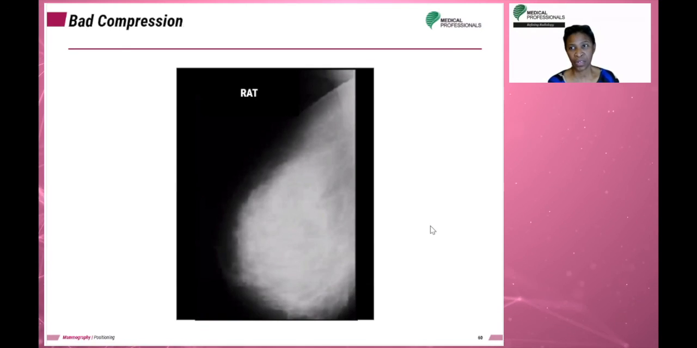This is just poor positioning, poor compression, and needs to be repeated. Something like this you could probably keep to show a patient who is afraid of compression that something like this is totally undiagnostic, and this is what can happen if you don't compress your breast properly.